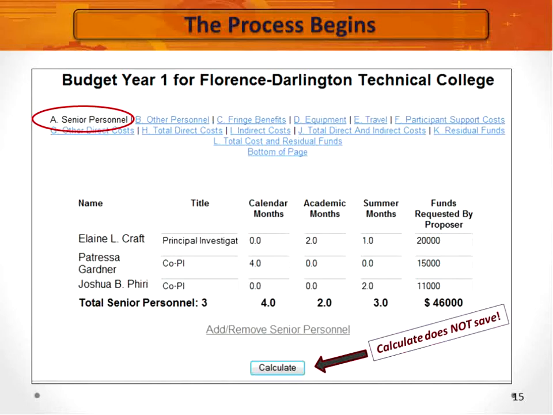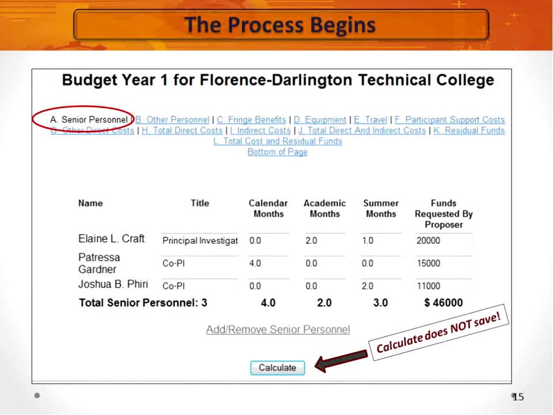To start your budget, you begin with personnel cost. The first information to enter about senior personnel, Section A of the budget. You don't actually enter the names on the budget form, but rather you select from a list of those who have previously been registered for your institution. You may only select individuals who have previously been registered in Fastlane. This is just one of many good reasons for not doing your budget work at the last minute.